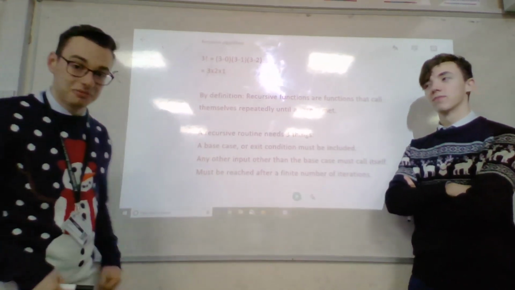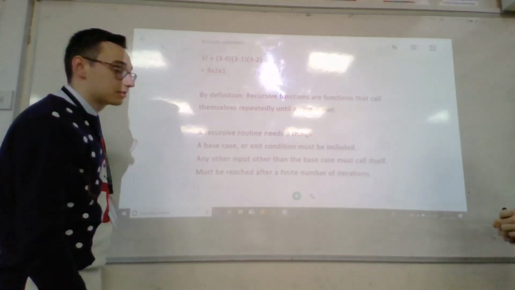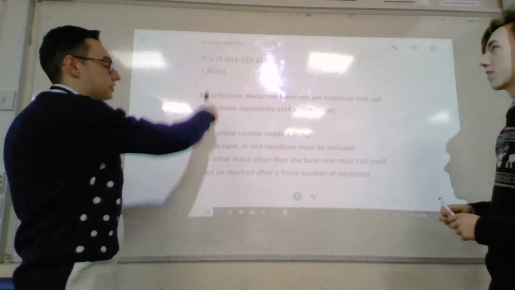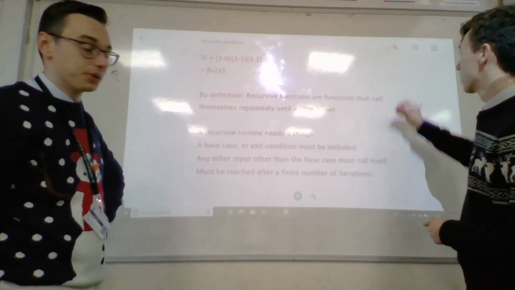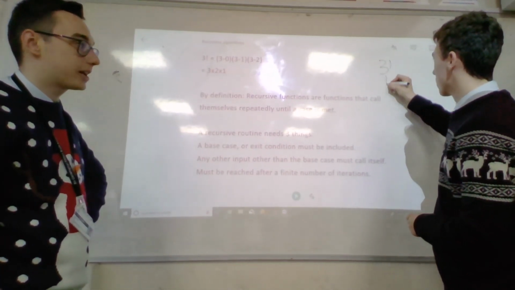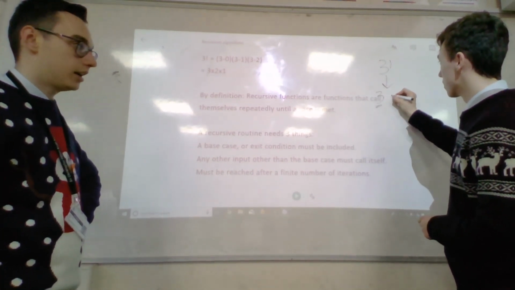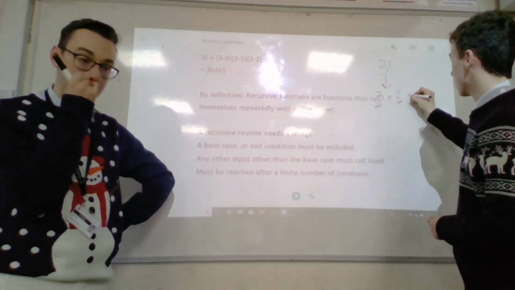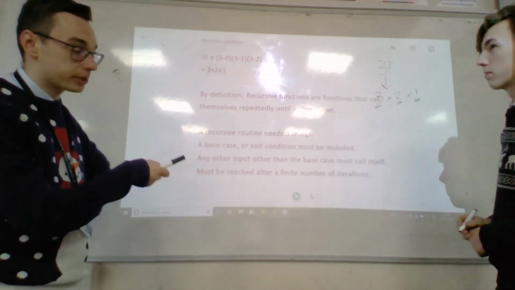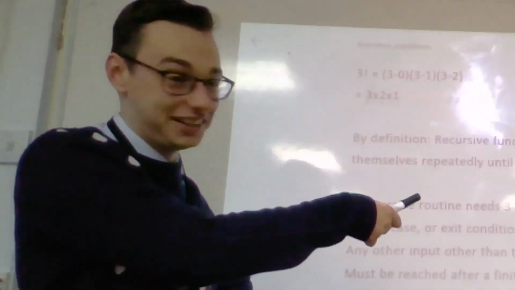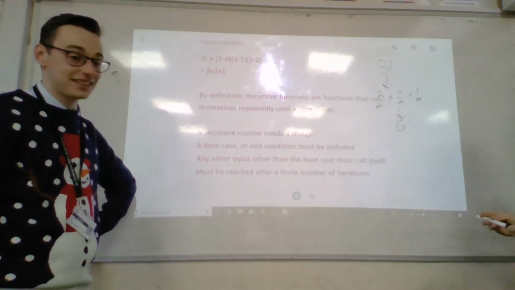Today we're learning about recursion. An example of a recursive algorithm is the factorial. The factorial is the multiplication of every number equal to or less than n. So 3 factorial is 3 times 2 times 1, which is 6.